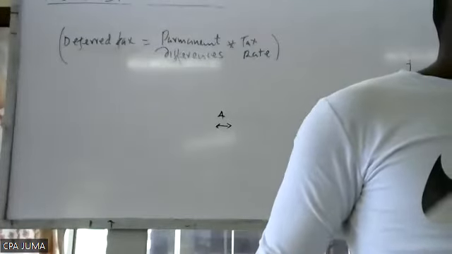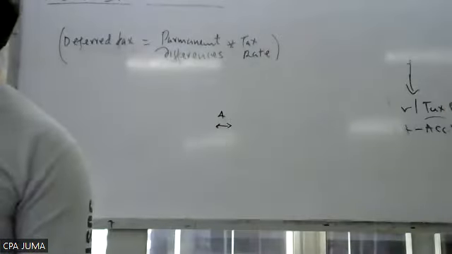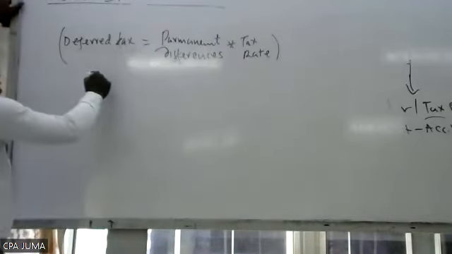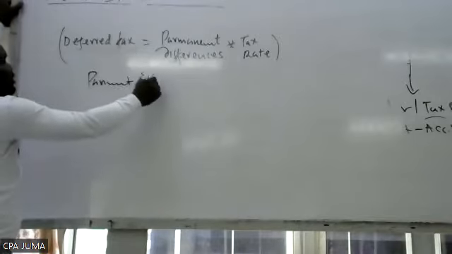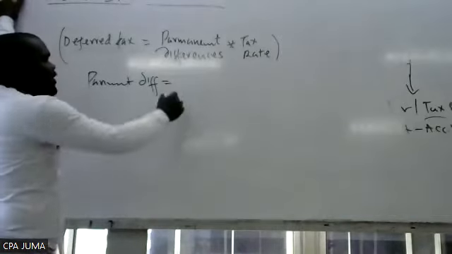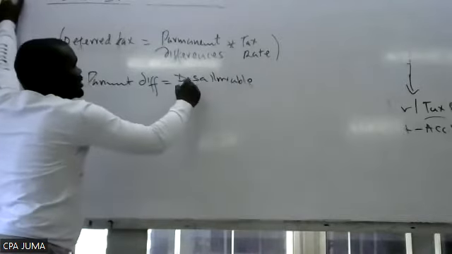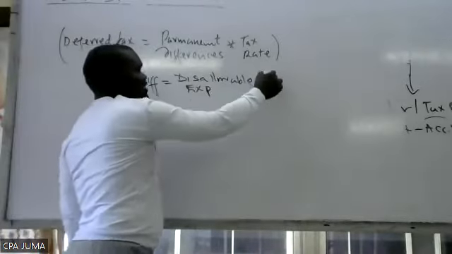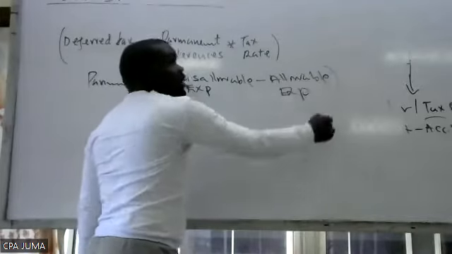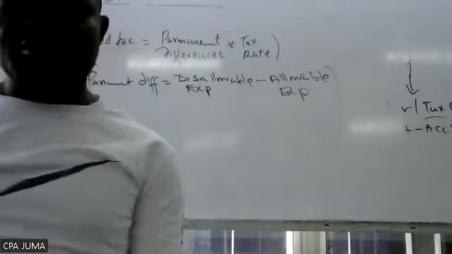So where permanent differences is equals to, how do you get permanent? Permanent, you take, it should be the disallowables. Disallowable expenses, like depreciation, minus the allowable what? The allowable expenses. If you take the disallowables minus the allowables, you get the permanent differences.